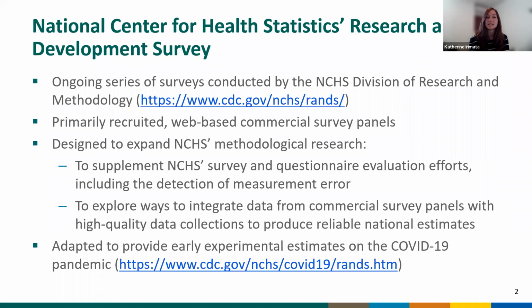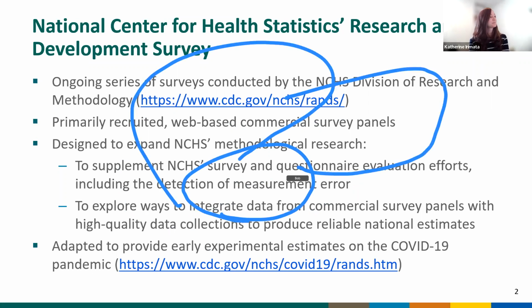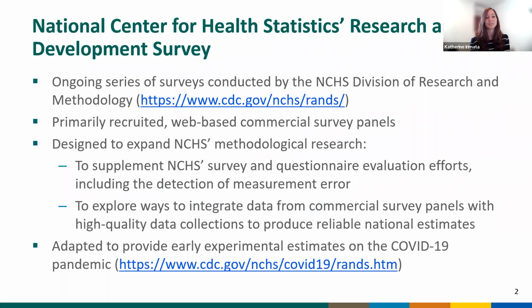So RANDS is primarily recruited, probability sampled, web-based commercial survey panels. Although they've been primarily probability sampled, we have had some non-probability surveys as well as some phone respondents. And RANDS, unlike other surveys where we actually publish estimates, is designed to expand NCHS's methodological research program. There are really two primary goals with the RANDS program. The first is to supplement NCHS's survey and questionnaire evaluation efforts, and this includes looking at measurement error in our questions.